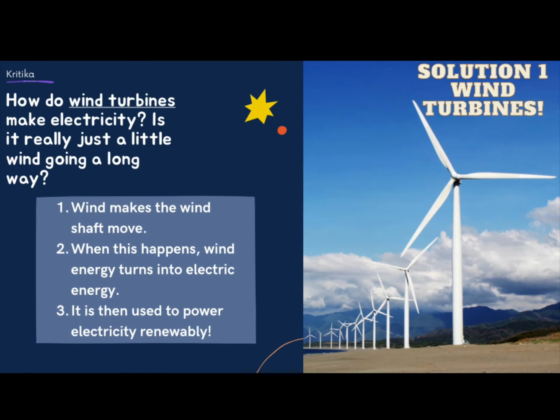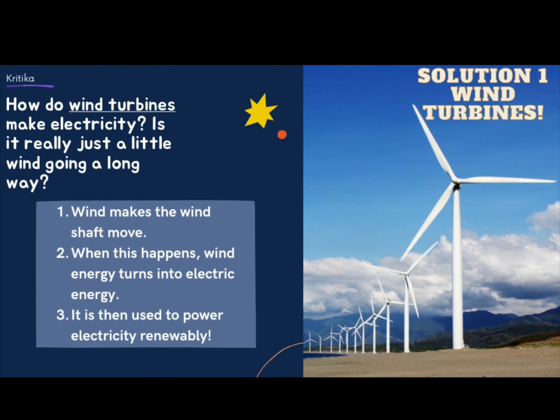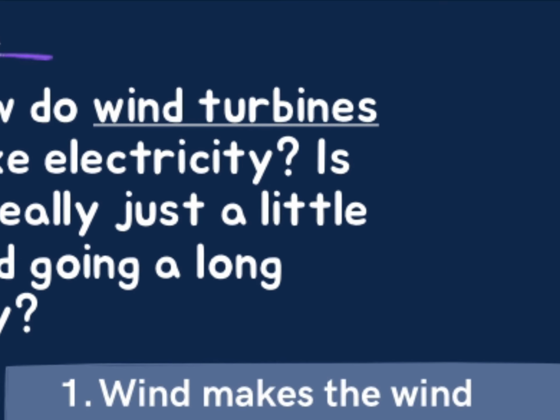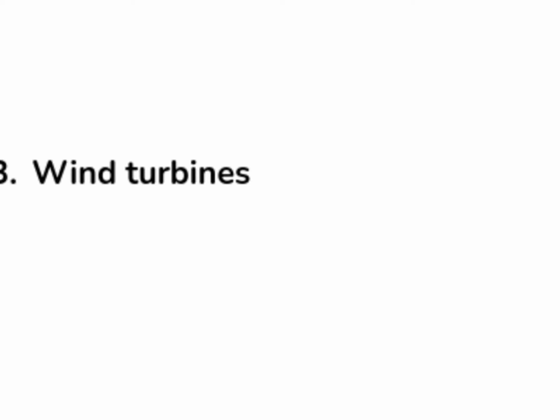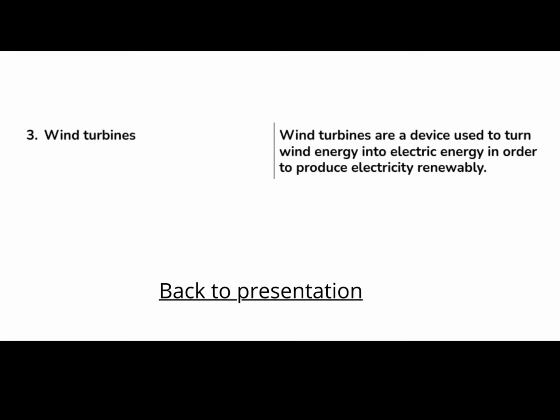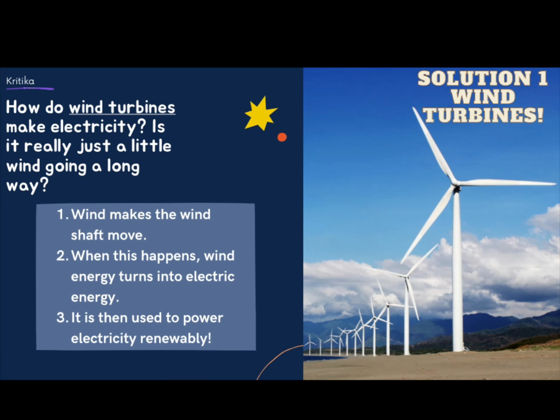So how do wind turbines make electricity? Is it just really a little wind going a long way? Well, before we learn that, we must know what wind turbines are. So wind turbines are a device used to turn wind energy into electrical energy in order to produce electricity renewably. So what they're doing is they're using that wind energy source to create something more productive and to create electricity using a renewable resource.